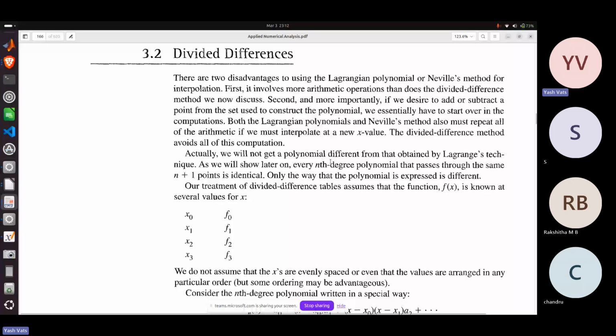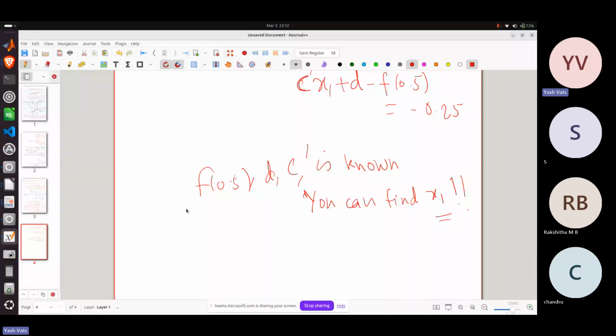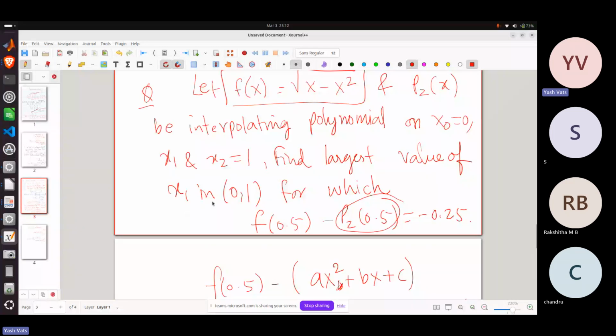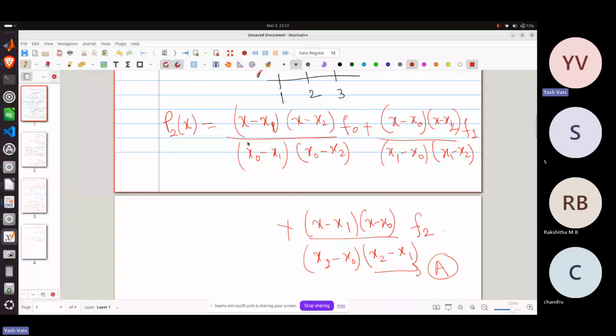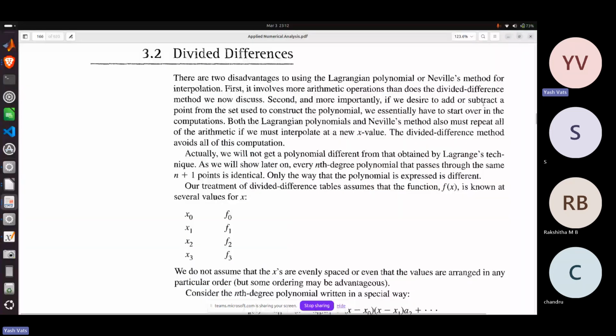Okay, so it's quite complicated to understand. If you look at this expression above, it's computationally expensive to do this, right? Every time you have to divide, multiply. And secondly, if we desire to add or subtract a point from the set used to construct a polynomial, we essentially have to start over in the computations. So if you want to add or subtract a point from the set, then you really have to start over in the computations.